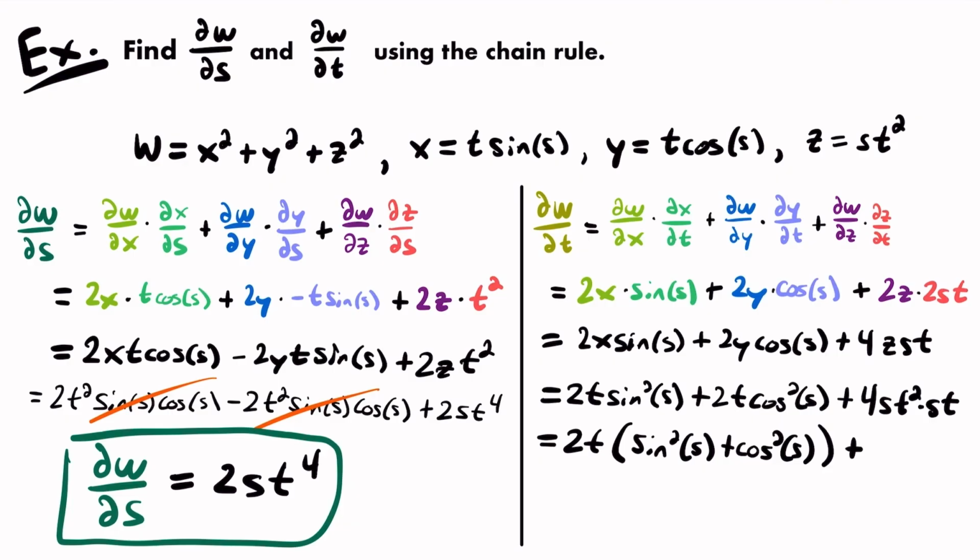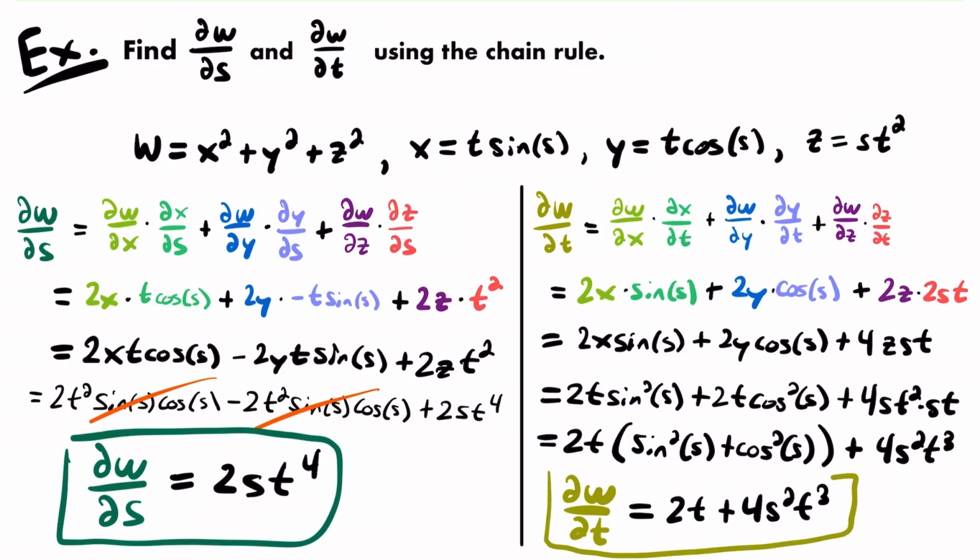which is a very nice simplified term that is then added to this term, where we have s times s, which is s squared, and then t squared times t, which is t cubed. So we have 4s squared t cubed, which means that our final answer here is that the partial of w with respect to t is equal to 2t plus 4s squared times t cubed. All right, that is the other partial derivative for this example. And so with that, we're done. We have now found both of the partials of w with respect to s and t.